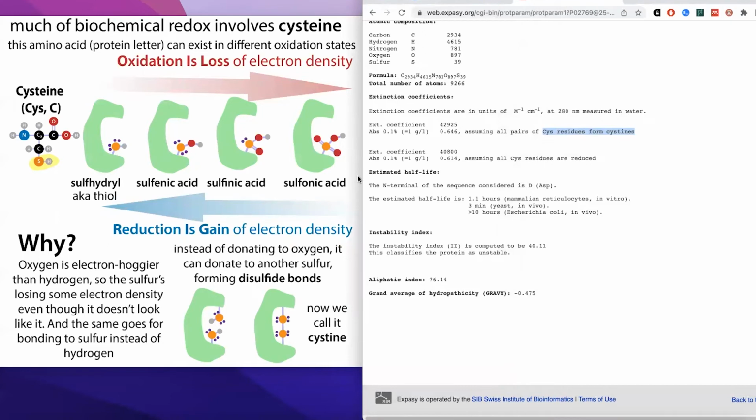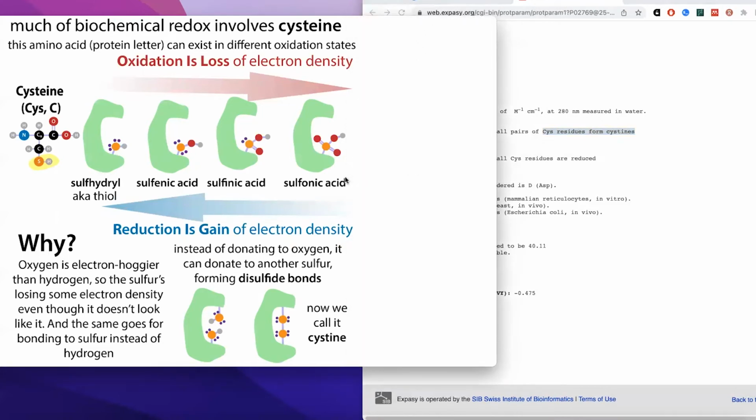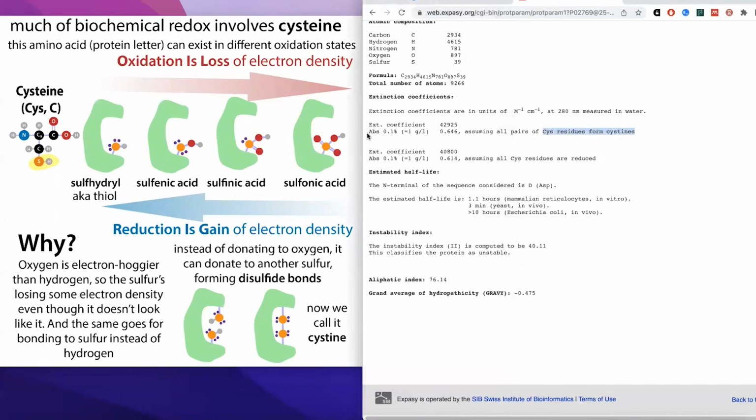But anyway, so this is assuming that those are all going to be oxidized. You can see that under reducing conditions, you're going to have a slightly different extinction coefficient. So typically this is the one that you're going to be using. Okay, a couple other things.